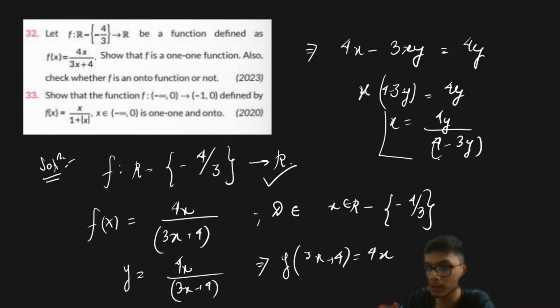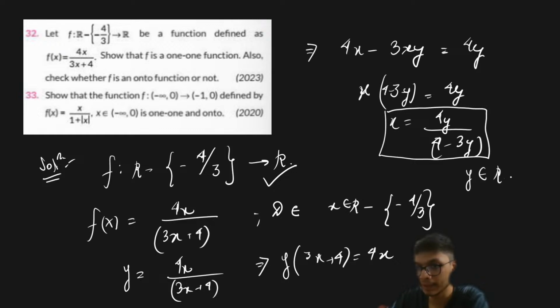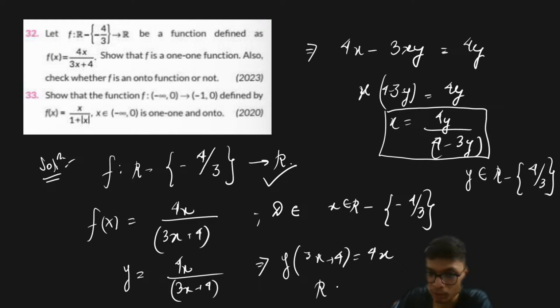If you express x in terms of y, you can see that x is possible for all real values of y except the point where y is equal to 4/3. Therefore the range of this function is all real numbers except 4/3. So the range is not equal to all the real numbers; except one point, it is always equal to the real numbers. Therefore it is not an onto function.